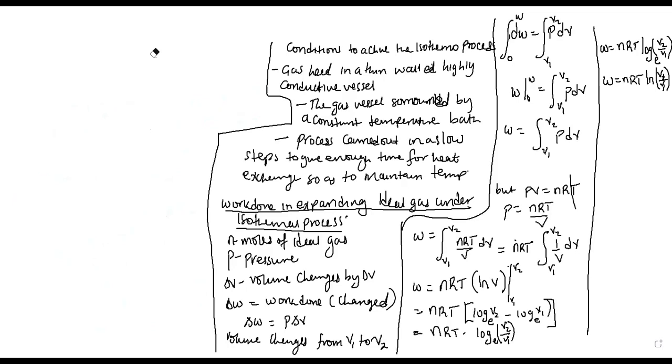Then there is one type of process I didn't talk about. That type of process is what we call process number 4, which is called the adiabatic process.